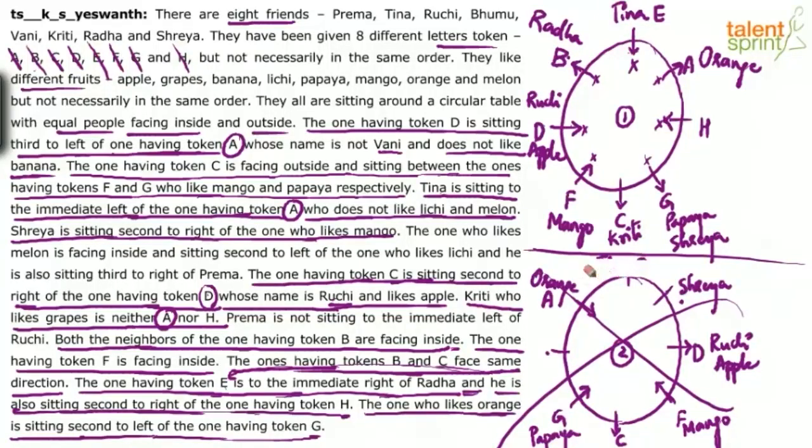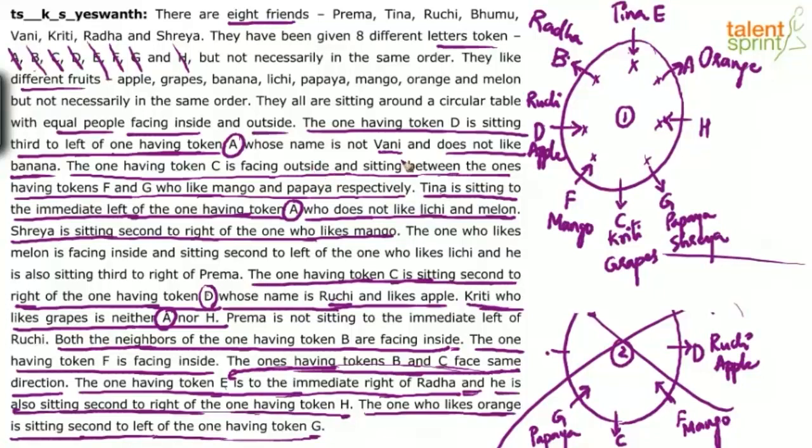I'll just clear this part here now to get some space, right? Kriti likes grapes. Right, so Kriti likes grapes. Now Prema is not sitting to the immediate left of Ruchi. So Prema should not. Yeah, Prema is not on the left of Ruchi, but there are many other possibilities. Read the other points now.